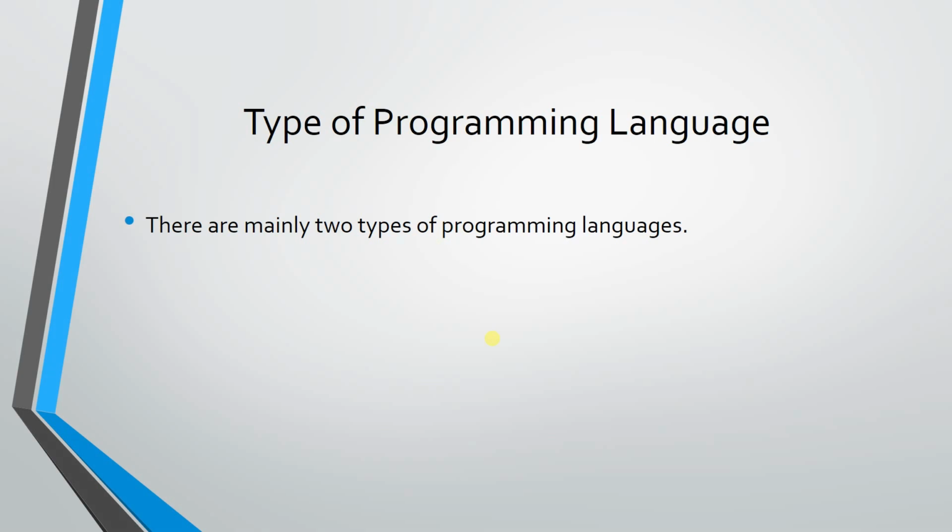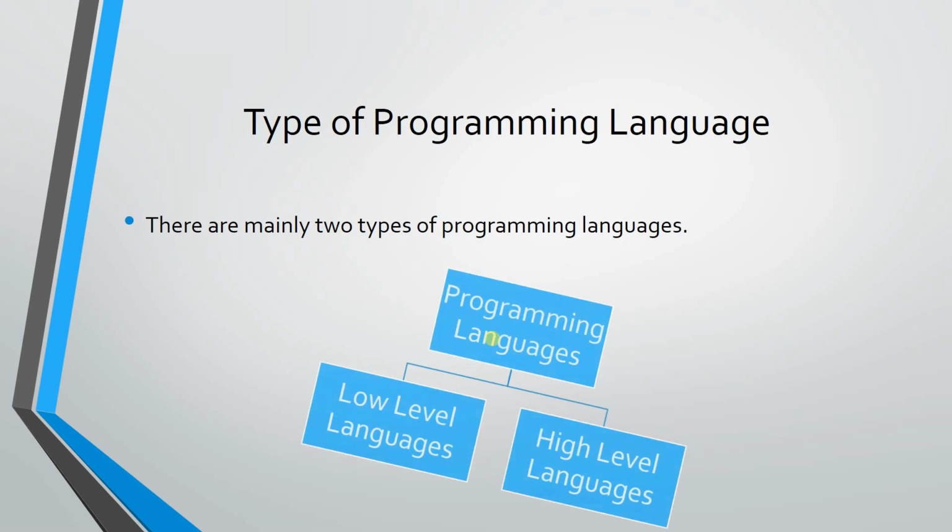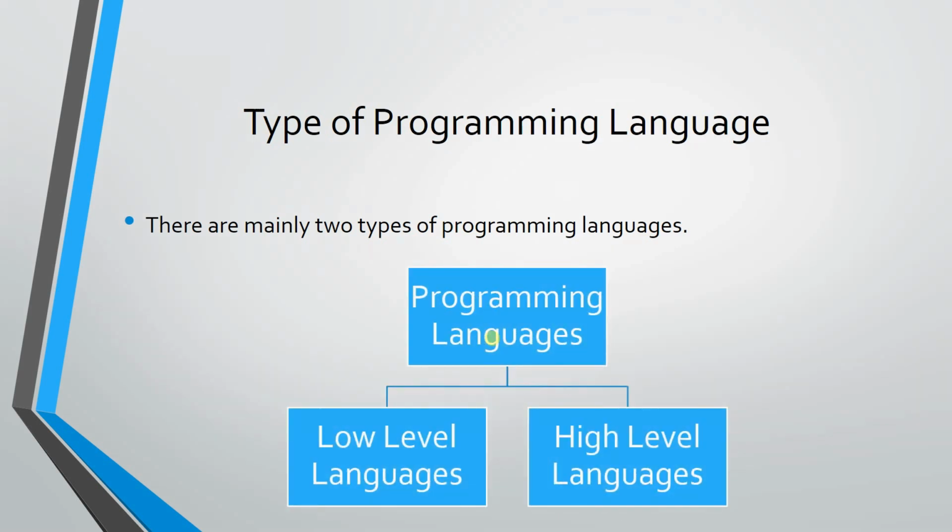So there are two types of programming languages, two main types. One is low level language and the other is high level languages.